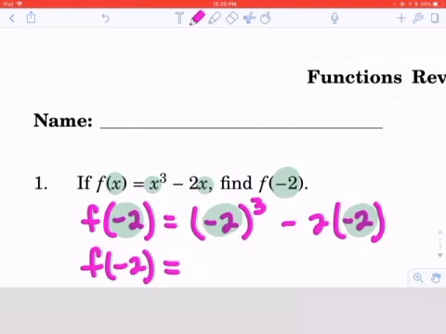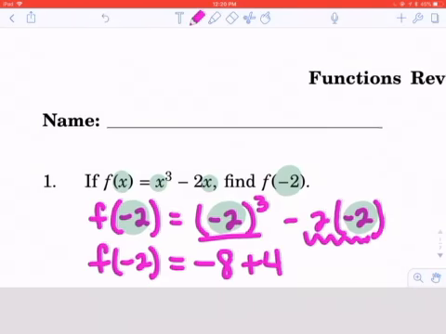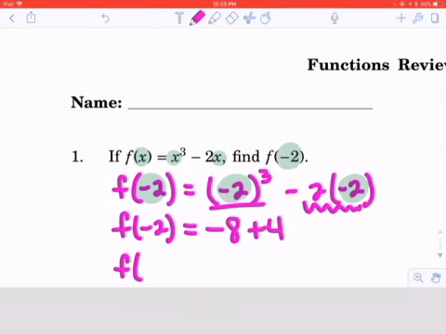And you can do this on your calculator, or I'll do this in my head for you. -2 to the third power is -2 times -2 times -2, which is -8. And -2 times -2 is +4. So f of -2 equals -4.